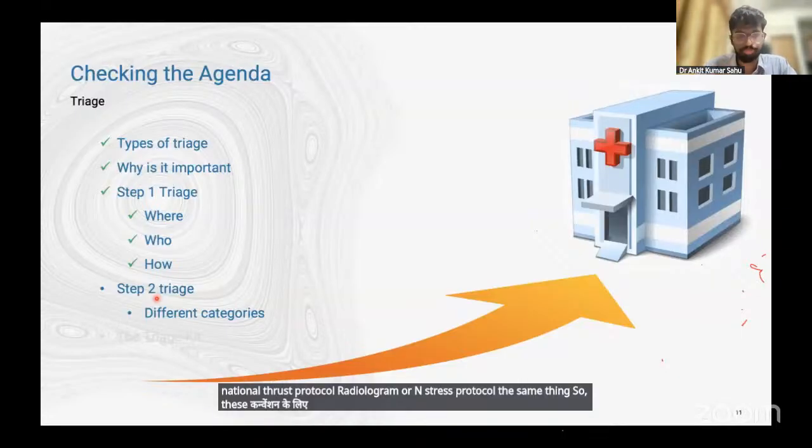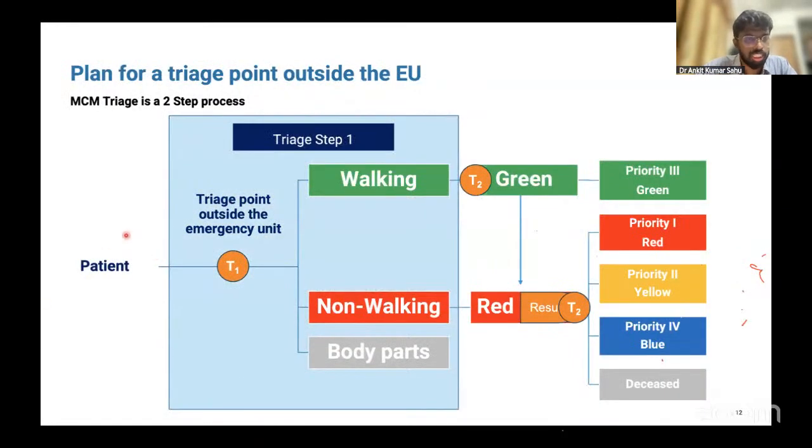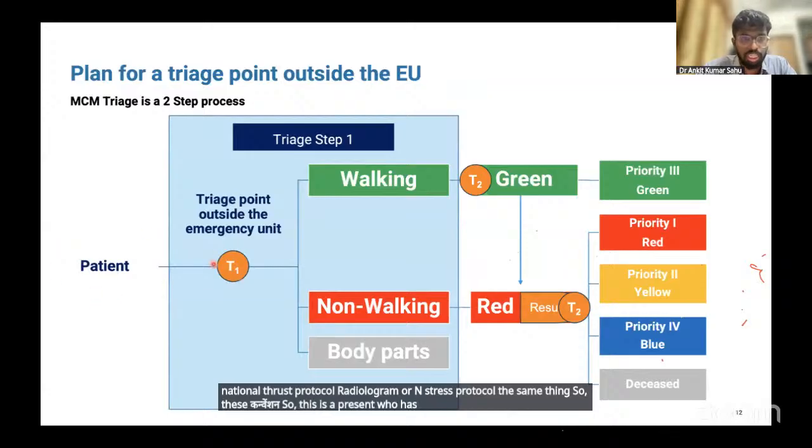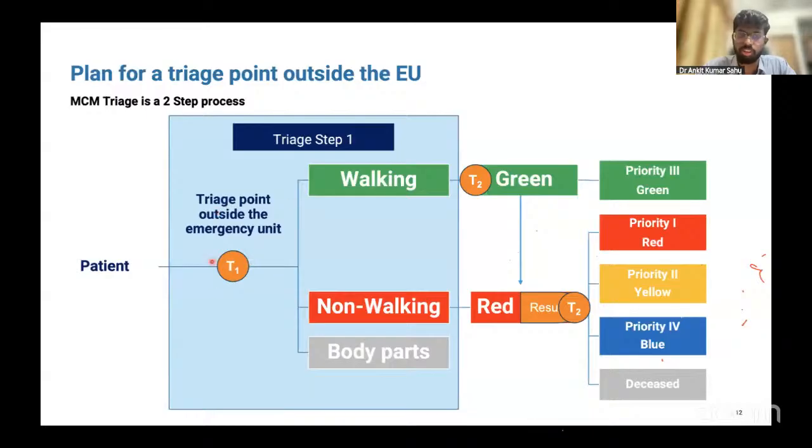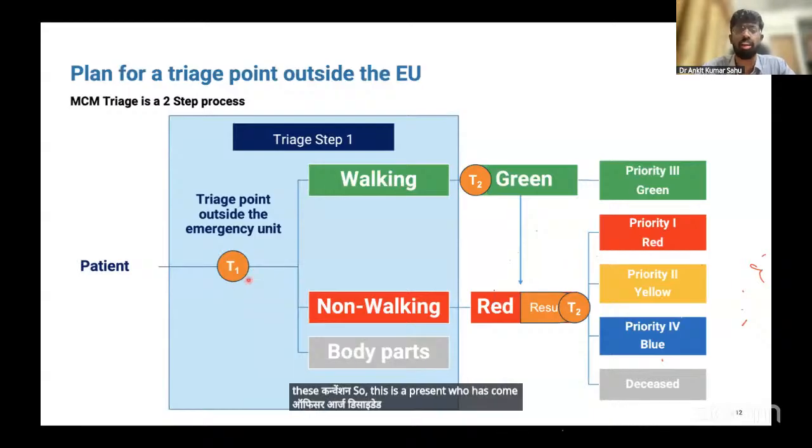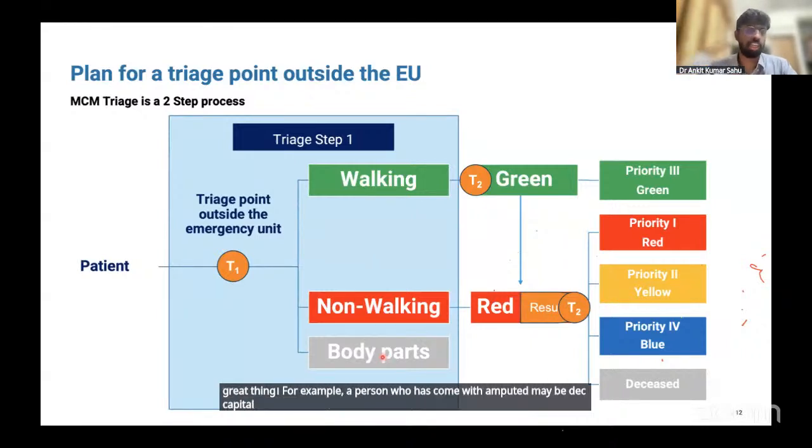I'll discuss that. Let's see. So now, this is a patient who has come. T1 is the triage 1, the triage point outside the emergency unit. Here your step 1 triage officer has decided whether the patient is walking or non-walking. What happens then? There is something called the gray category. For example, a patient who has come amputated, maybe decapitated. The patient has no neck.